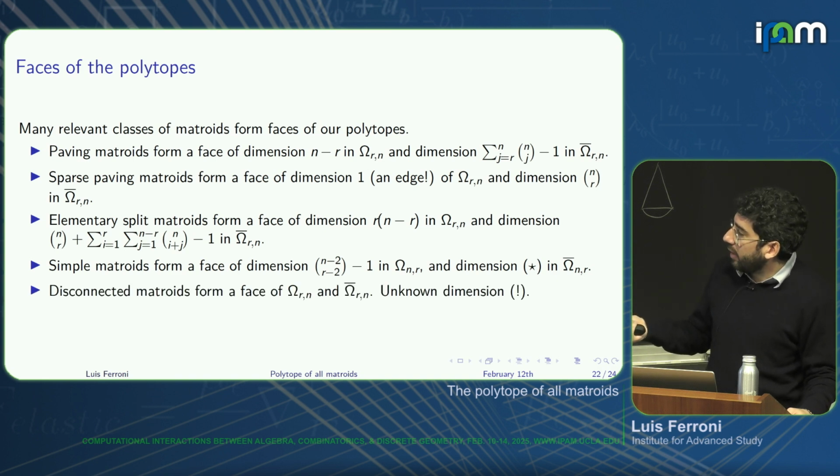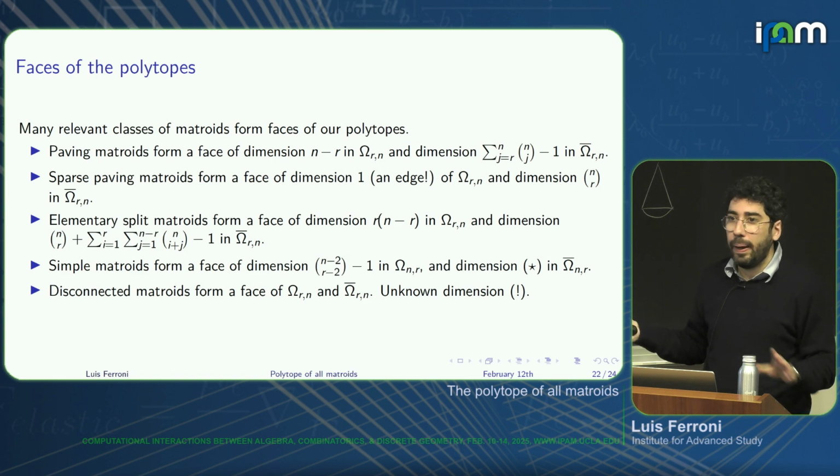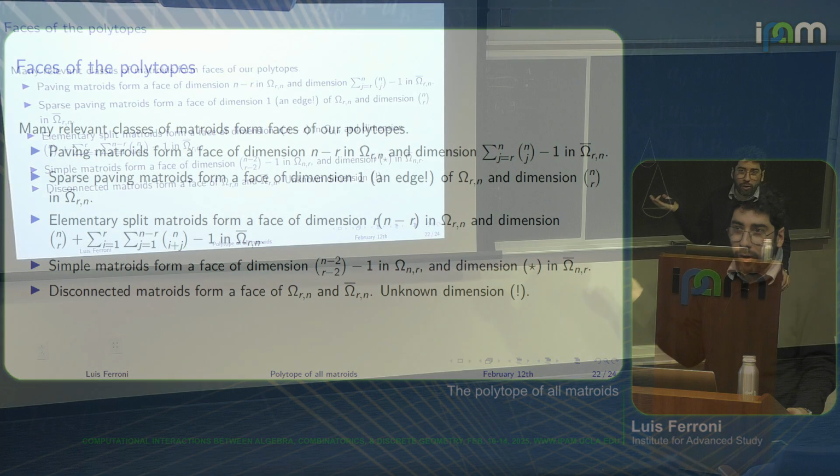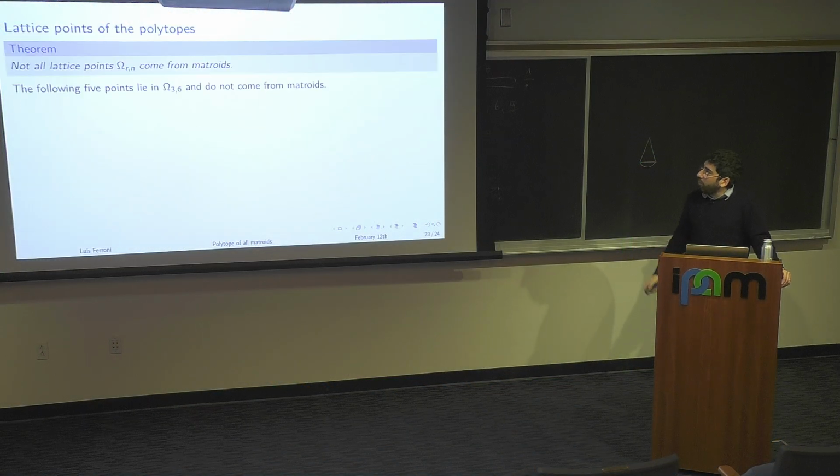Disconnected matroids also form a face, but we don't know the dimension. That's an open problem. I have no clue, and I presume this is super hard. You can prove me wrong. Okay, so lattice points of the polytopes. That was a question that appeared early in the talk.